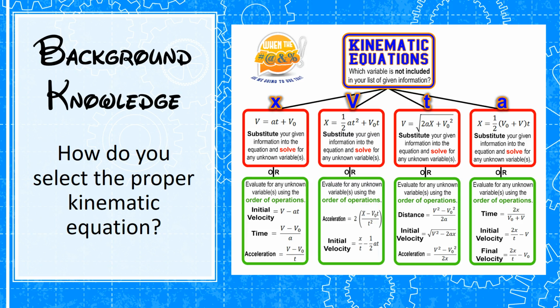We were given our initial velocity and our time. We already knew our acceleration. We're trying to solve for our final velocity. So the variable that's not included is distance. We weren't given it and we're not looking for it. I'm trying to find final velocity, so there's my formula.